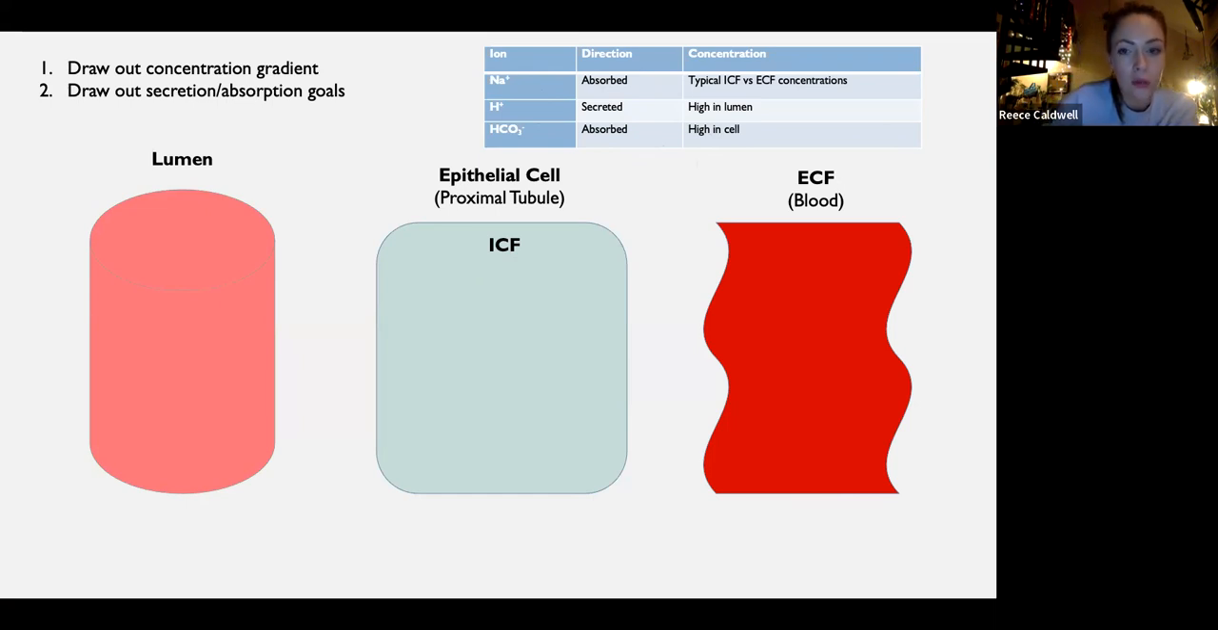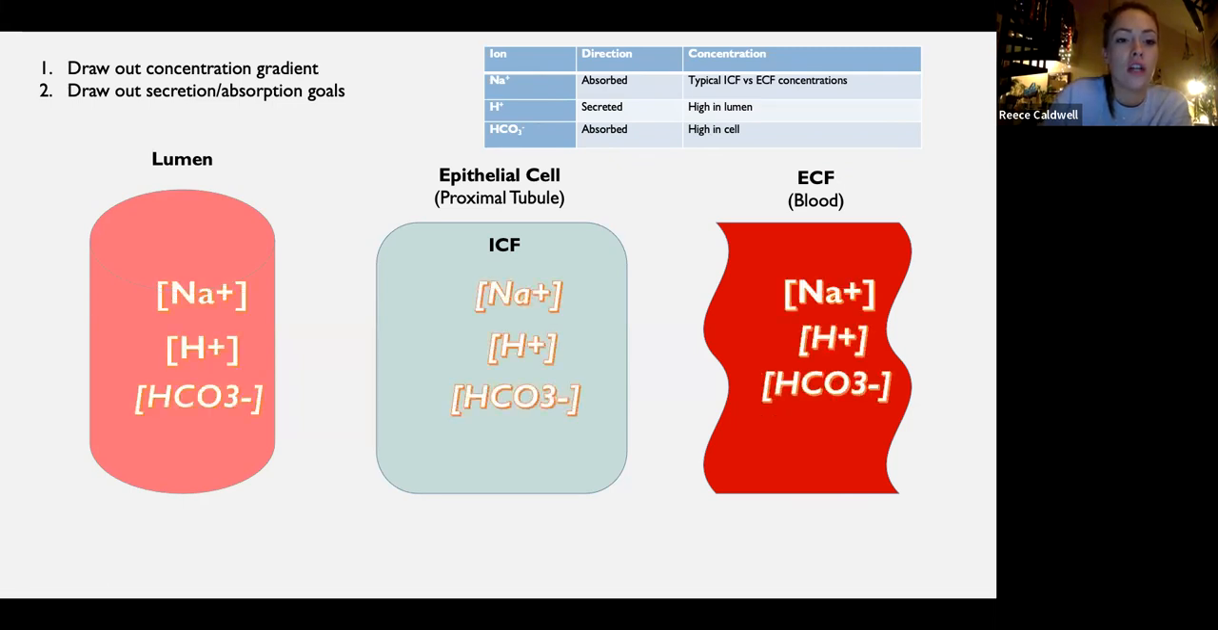So how we're going to work through problems like this is we're going to first draw out our concentration gradients, and then we'll draw out our secretion and absorption goals. So sodium, as we know, is always higher outside of the cell, lower inside of the cell. Now, hydrogen and bicarb will normally be given. So what we see here is that hydrogen is high inside of the lumen. That means it's going to be low everywhere else since it was specifically given.